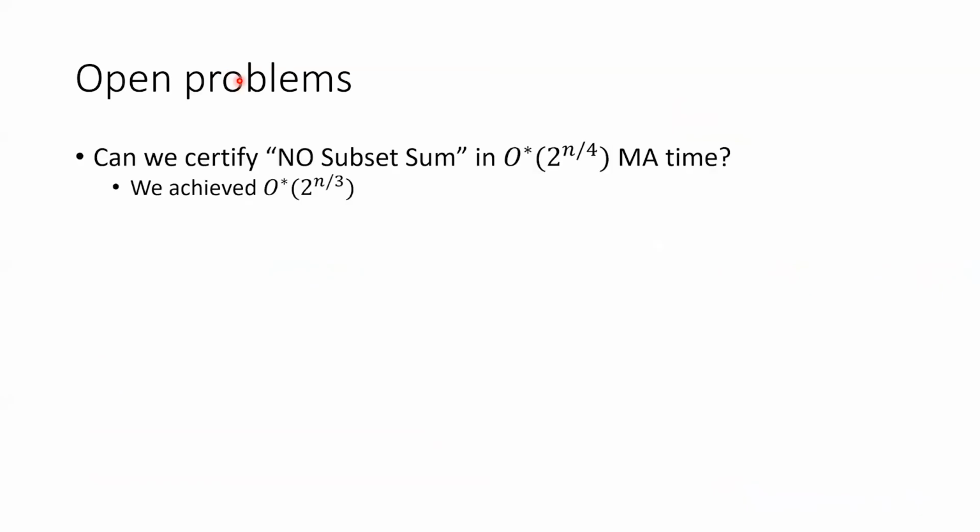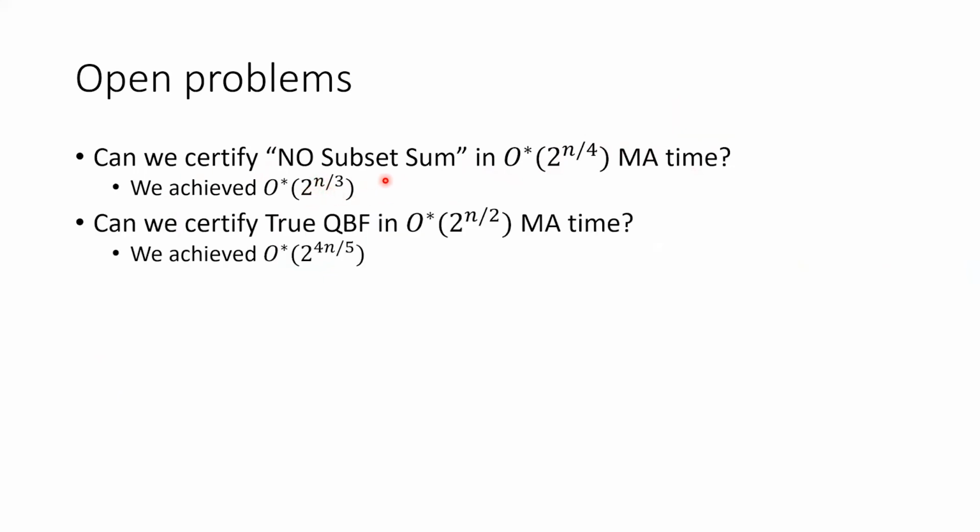Now let me mention several open problems. First, can we certify no subset sum in 2 to the n over 4 MA time? In this paper, we achieved 2 to the n over 3. Second, can we certify true QBF in 2 to the n over 2 MA time? In this paper, we only achieved 2 to the 4n over 5.